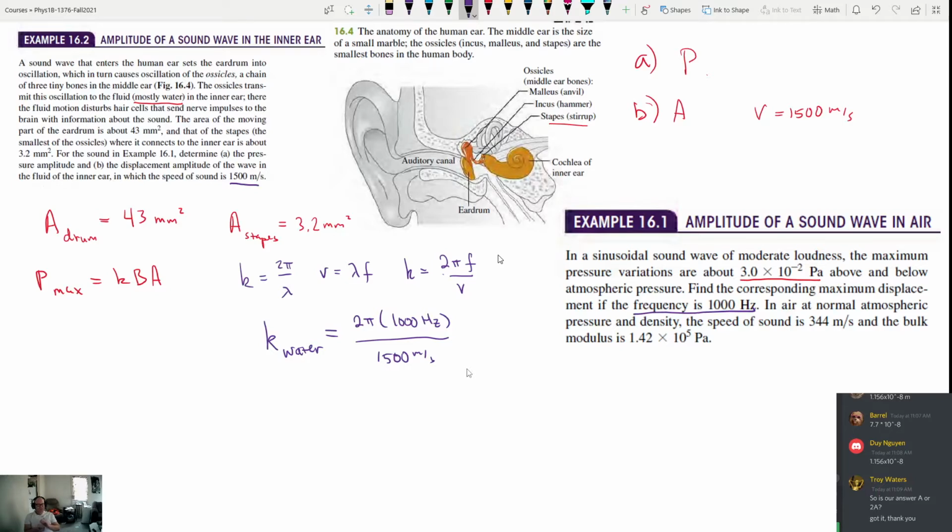So keep in mind what I just said. Frequency isn't going to change. Whether you're going from one medium to another medium, your frequency is always going to be the same. Something to keep in mind for the problems you're going to see in this chapter, because they're probably going to assume that you know that. I don't know how you're supposed to know that other than me telling you, and I can actually prove to you why it's the case if you want. But just something to keep in mind. So I get 4.19. The units for this are radians over meters. So we've got a new k.